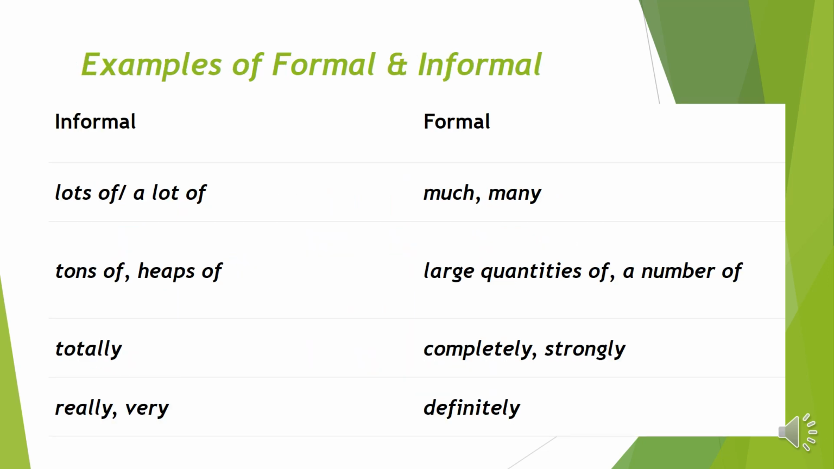We have an example of formal and informal. In informal, guys, we have lots of, a lot of. For formal, we have much, many. Tons of, heaps of are informal; for formal it goes like this: large quantities of, a number of. Totally is informal. Formal is completely or strongly. Really is informal; very or definitely is formal. These are the following examples of formal and informal.